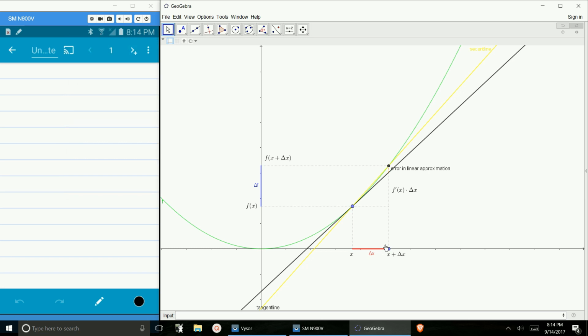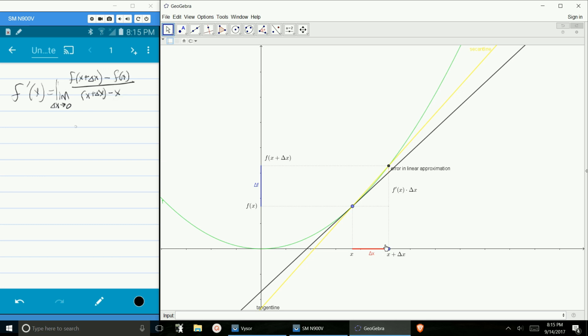Okay, so remember what we mean by derivative. The derivative of a function is the limit as delta x goes to 0 of f of x plus delta x minus f of x, over x plus delta x minus x.